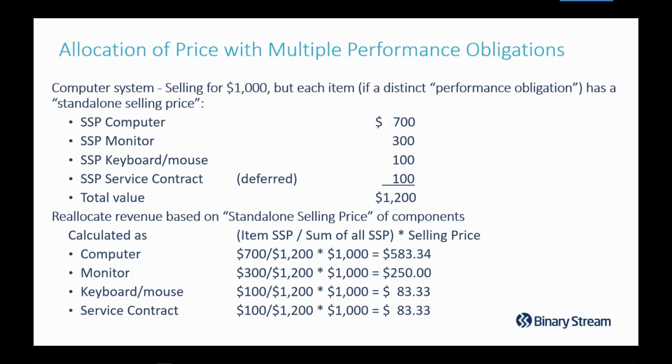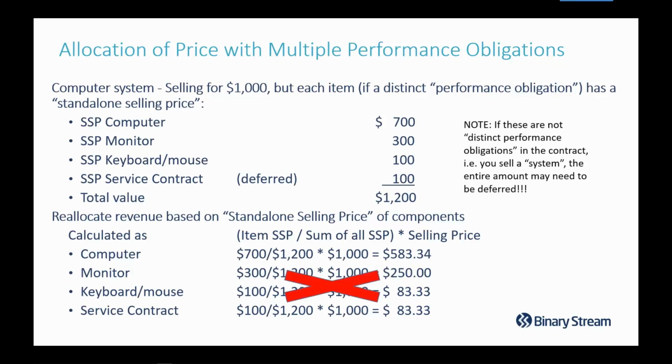So what do I have to do? Well, I need somehow to calculate those numbers. The item standalone selling price divided over the total price times the selling price. So now what do I got? 700 over 1,200 times 1,000 is 583.34. So you get what's happening to the numbers. You can do this on a spreadsheet. No problem whatsoever. So let's start looking at it.